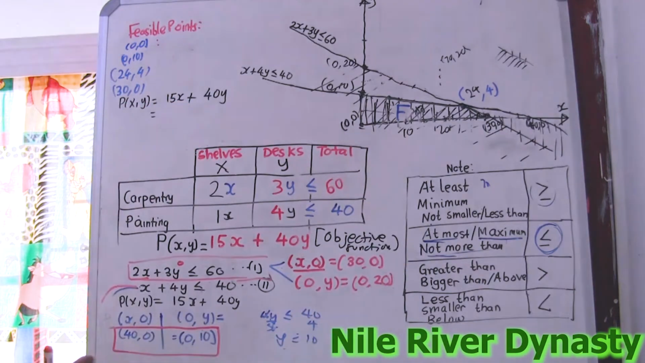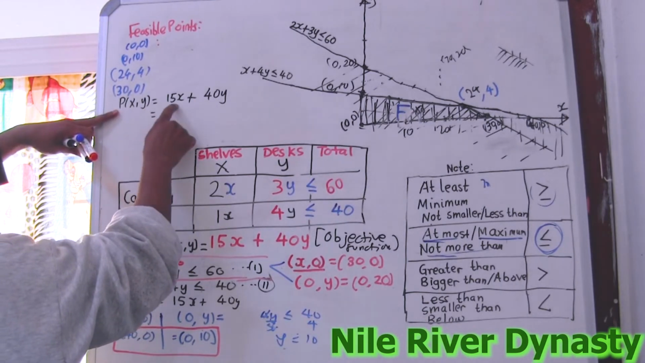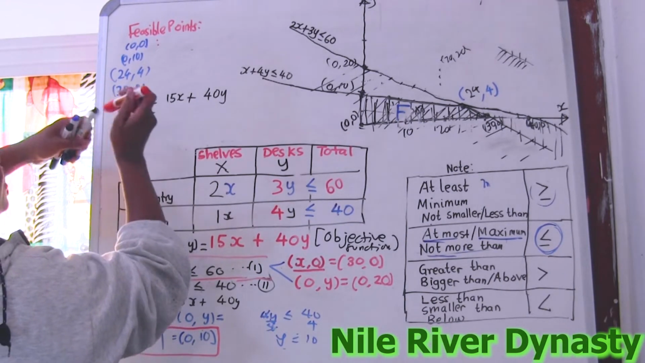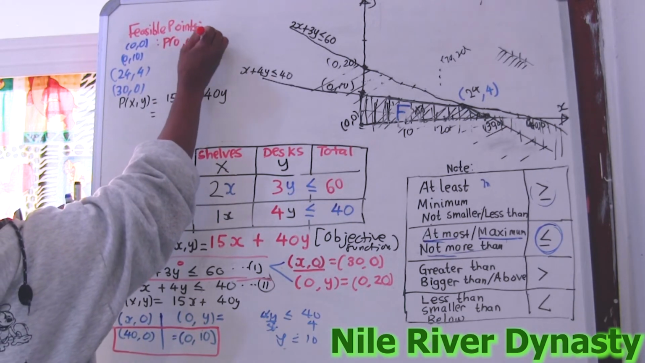Means it could be a profit function or loss function, whatever. Now if you take (0, 0), it's going to be 15 times 0 plus 40 times 0, which is 0. So for (0, 0) it's going to give us a profit of 0, and the feasible point is going to be 0.